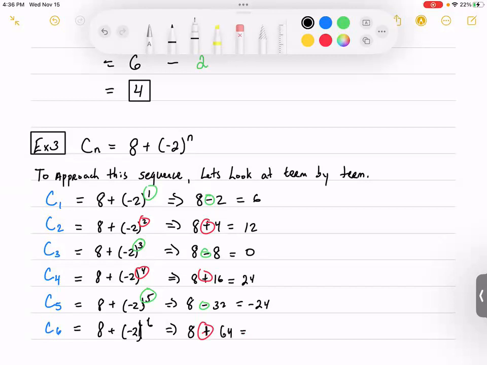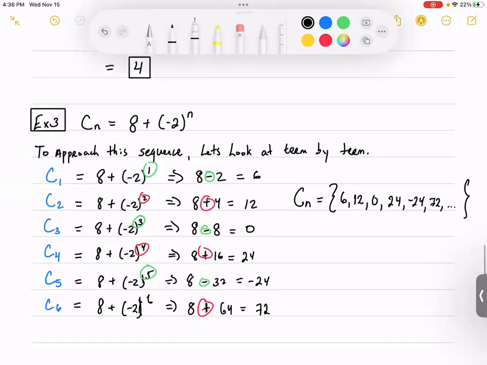Is there any sort of pattern that you're recognizing? Meaning, when you look at these sequential terms, the first term was 6, second term was 12, third term was 0, fourth term was 24, fifth term was negative 24, the sixth term was 72, and it keeps going on and on. What do you recognize? Is it approaching a single number? No, it doesn't look like it's approaching any number at all. And we can see that that's actually true.